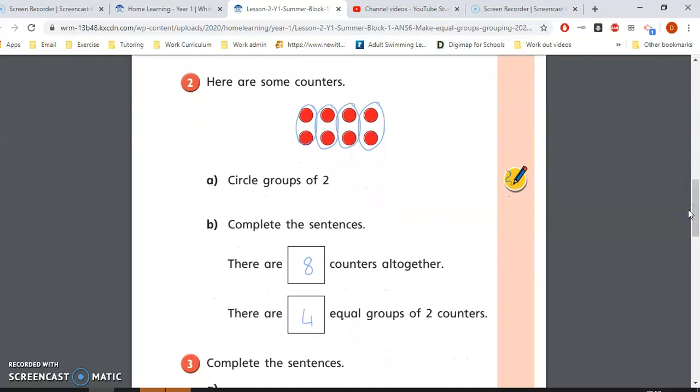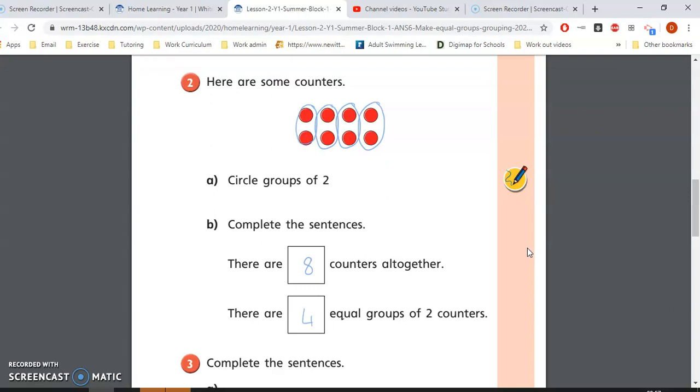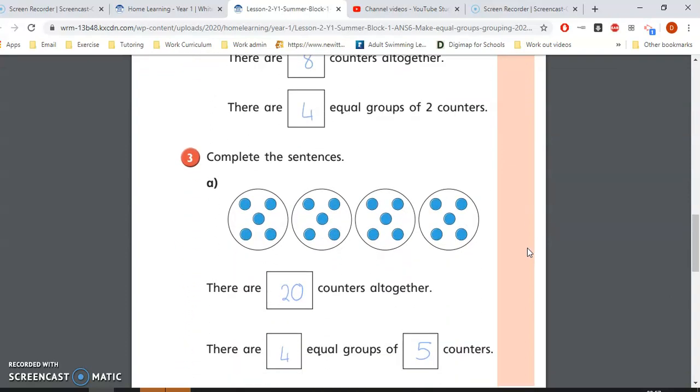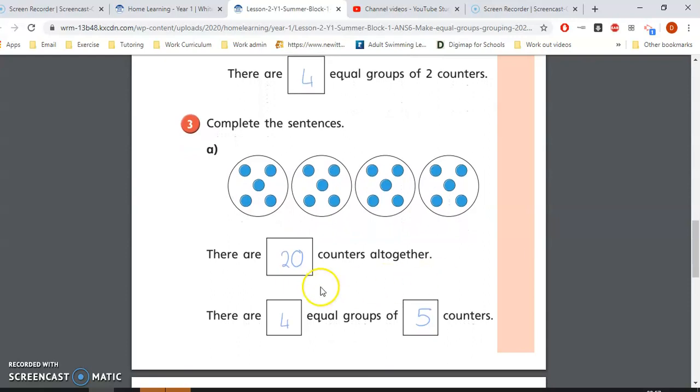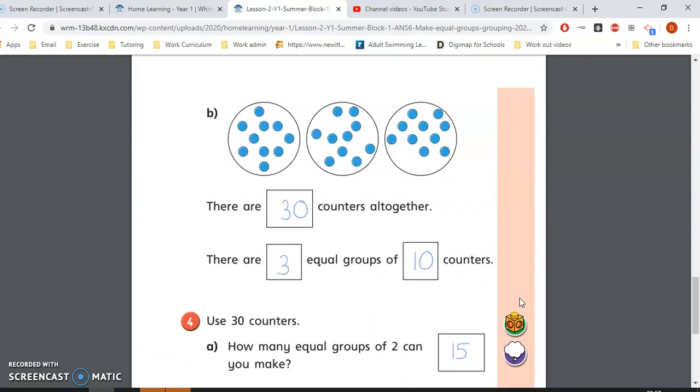Here are some counters. So you should complete the sentences and circle the groups. Circle the groups like this. There are 8 counters altogether. There are 4 equal groups of 2 counters. There were 20 counters altogether, 4 equal groups of 5 counters. 30 counters altogether, 3 equal groups of 10 counters.